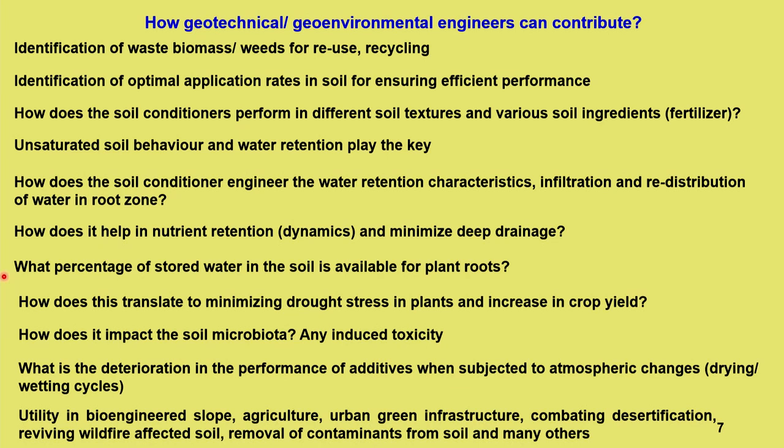Now, when you use a soil amendment using some conditioner, it stores water. But how much of this water is actually available for the plant roots? This is not known. This needs to be quantified. Then how does this translate to minimizing drought stress in plants, which is not understood in detail? Why? Because most plant physiologists measure plant parameters, while geotechnical or geoenvironmental engineers specifically focus on soil suction and unsaturated properties. We need to club these two aspects together and study them in a holistic manner.